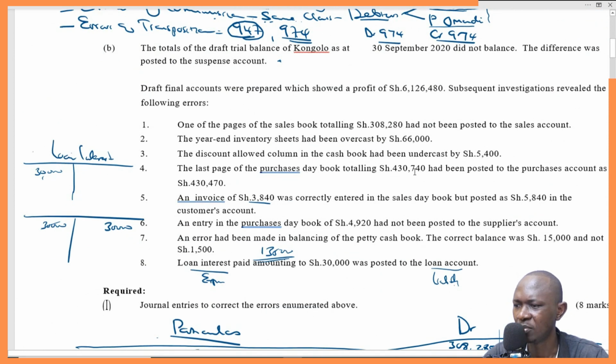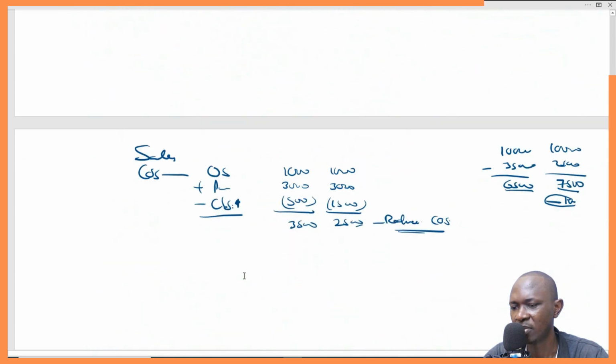The last page of the purchases day book had been posted to the purchases account as 430,470 instead of 430,740. So this was an undercast. Let's again look at the effect of an undercast. Let's come back to our formula here. Instead of putting 3,000 for purchases, we put 2.5, and the other figure we hold constant, so this will be 500.